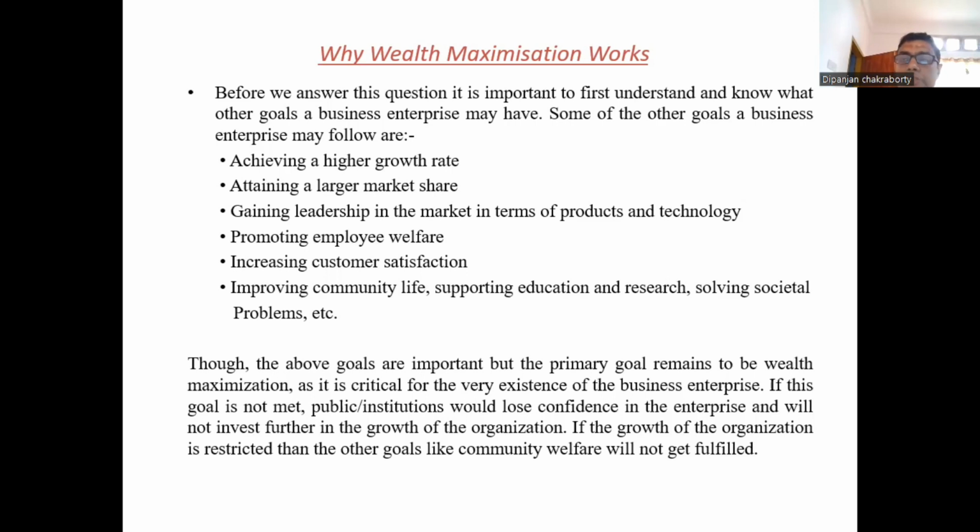If this goal is not met, if value maximization is not met, public institutions would lose confidence in the enterprise and will not invest further in the growth of the organization. And if the growth of the organization is restricted, then the other goals like community welfare will not get fulfilled. That means if wealth maximization is not adopted or the value of the firm is not maximized, then other goals like employee satisfaction and employee welfare will not get fulfilled.